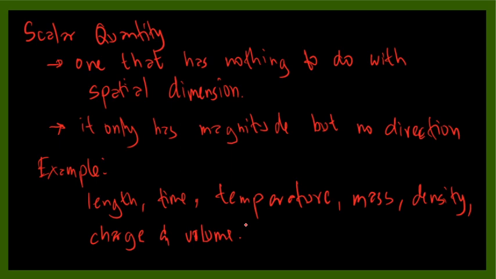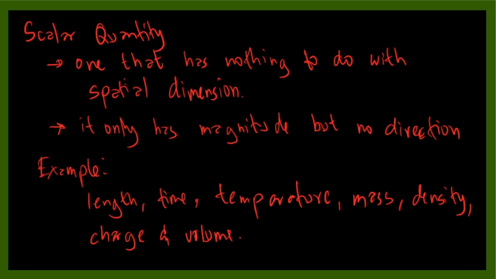have direction. So that's why a scalar quantity has nothing to do with spatial dimension, because spatial pertains to space, so therefore there is a three-dimensional space. But scalar only has a magnitude, so it could not describe a three-dimensional space.